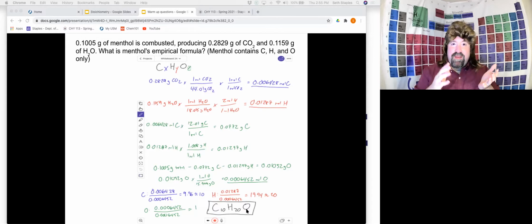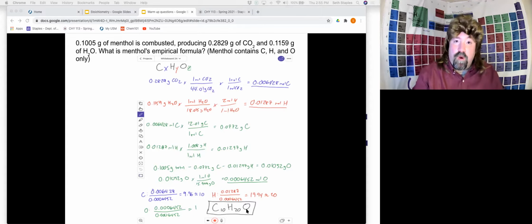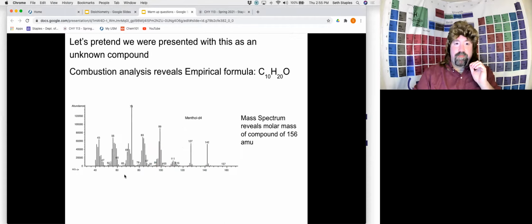For instance, if somebody has a completely unknown substance of some sort and they want to try to find out what it is, they're not going to be able to find out what it is simply by finding the empirical formula. But that's one step in the overall process. And so let's take a look at some things that might be done here.